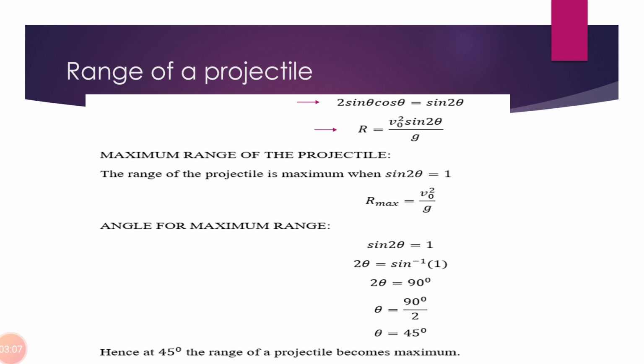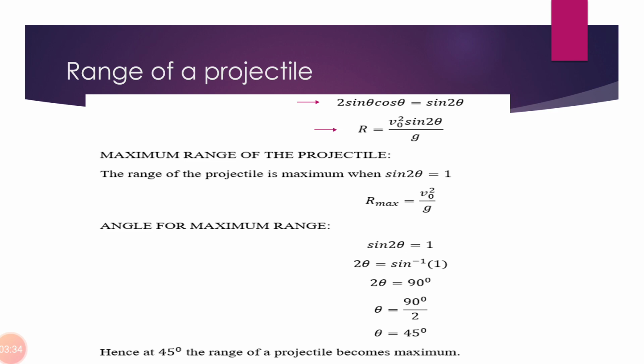That is the expression that you can use whenever you want to find out what the range of a projectile should be, that is, how much horizontal distance a projectile should cover. All you need to know is the initial velocity of the projectile, the launching velocity, and the launching angle of the projectile, and we know that g is constant.